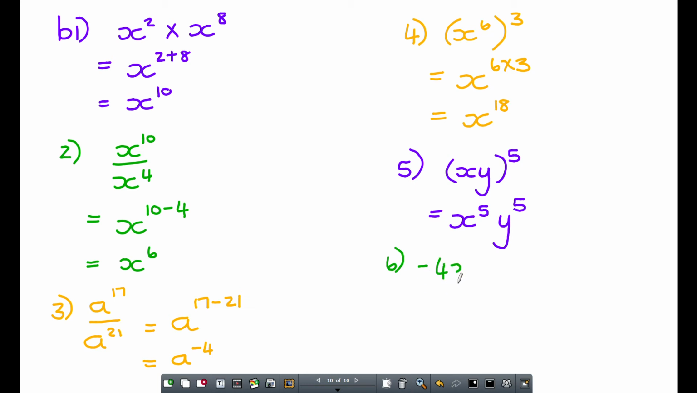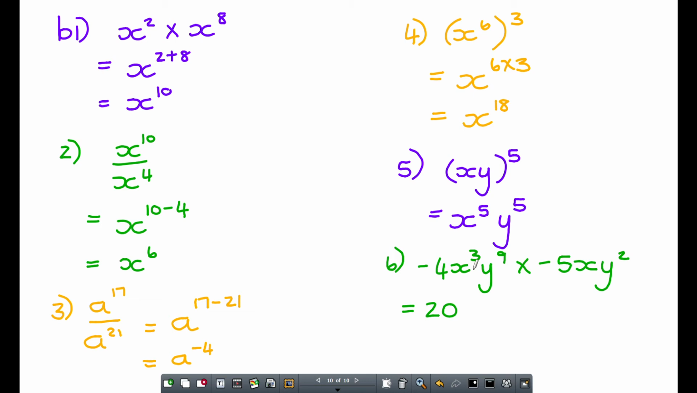Then number 6. Minus 4 x to the power 3 y to the power of 9 times minus 5 xy squared. Okay, so let's first look at the signs, then the coefficients, and then the unknowns. A negative times a negative is going to give me a positive. I do not have to write that positive. Then 4 times 5 is going to give me 20. Now you could have said negative 4 times negative 5, and that's going to give you positive 20. I'm just doing it bit by bit.